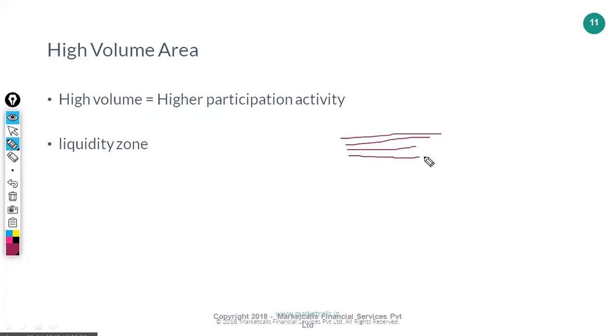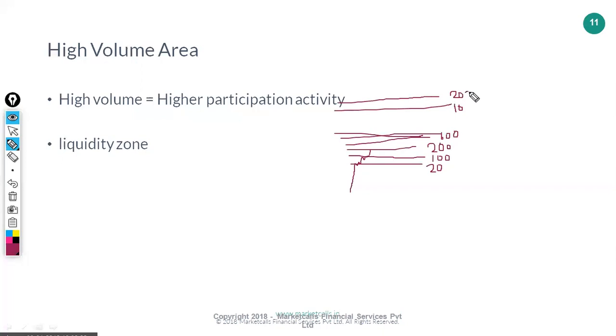So if somebody wants to place a market order, they have to place a market order to eat everything. Let's say this is 20 lots, this is 100 lots, this is 200 lots, and let's say this is 600 lots. So there is a lot of liquidity sitting over here. Maybe the pending order here is only 10 lots, the pending order should be something like 20 lots. So these are low liquidity zones.